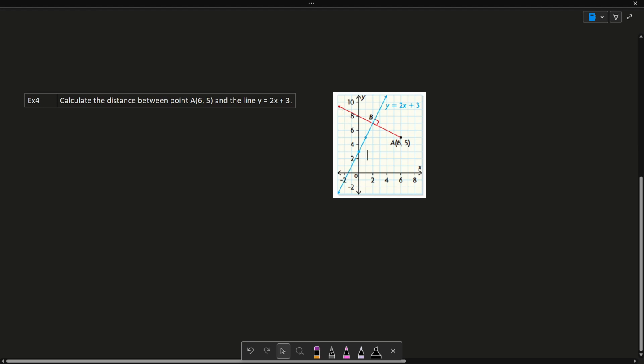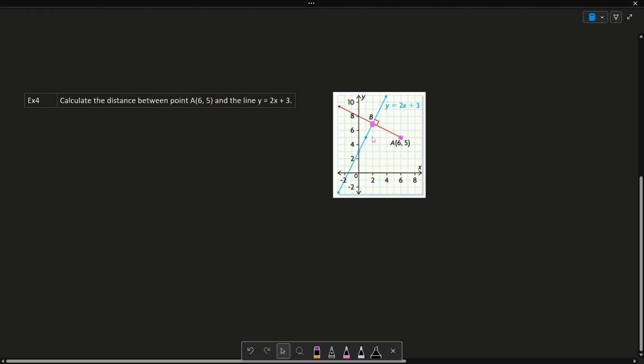And that new line is going to be perpendicular to the blue line, okay? Now what I'm going to do is try to find this point B where the red and blue lines intersect, and then find the distance between A and B. Okay, and if you look closely, I've got a little triangle here.